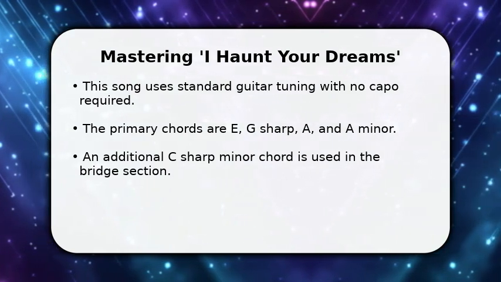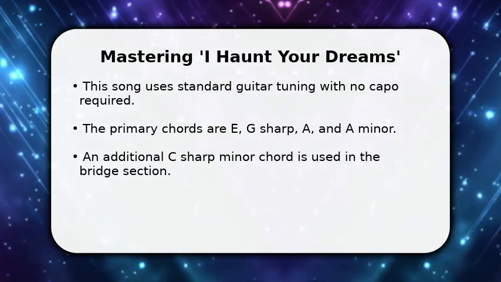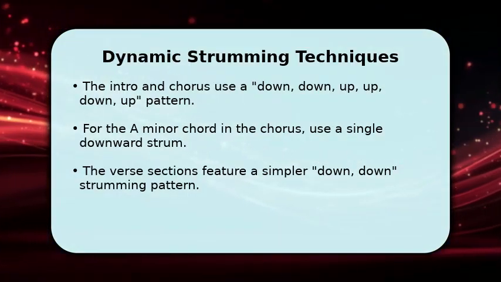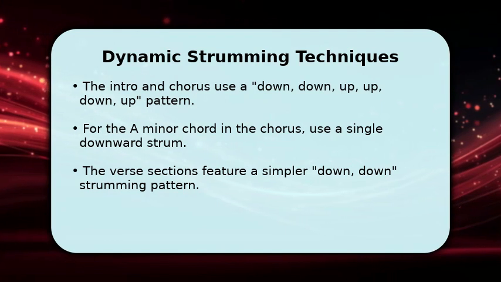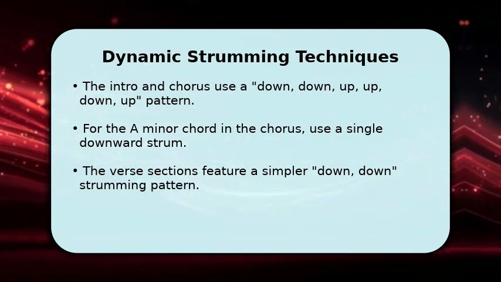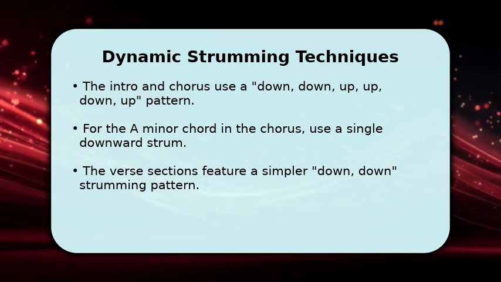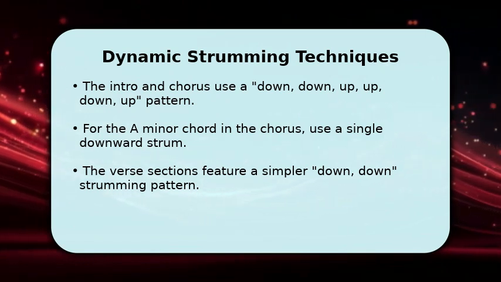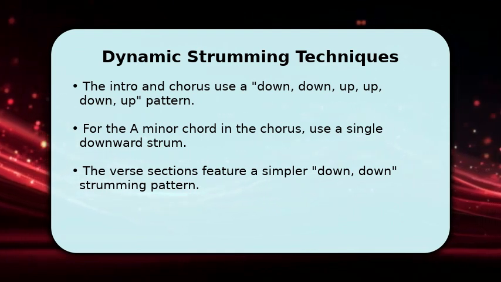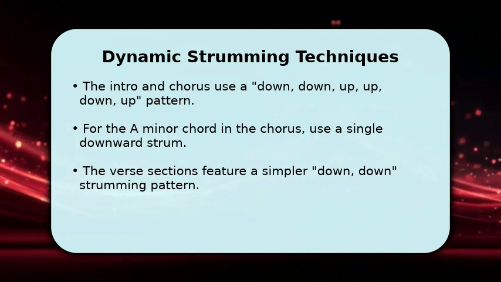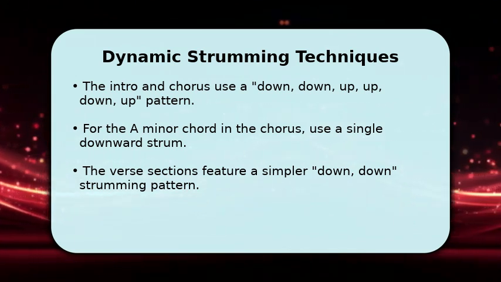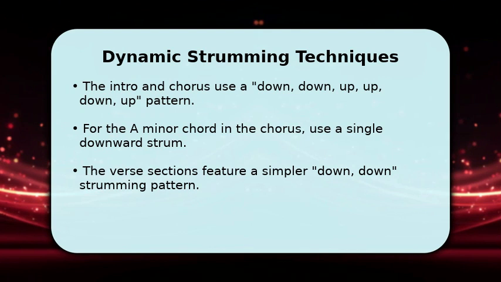Focus on clean chord shapes and smooth changes between them to build a solid foundation. Next, let's tackle the strumming patterns that give this song its feel. For the intro and chorus, use a down, down, up, down, up pattern for the E, G sharp, and A chords. When you hit the minor in the chorus, simply use one strong downward strum. The verses are a bit more subdued, using a down, down pattern for each chord. Focus on the rhythm and feel to make it sound authentic.